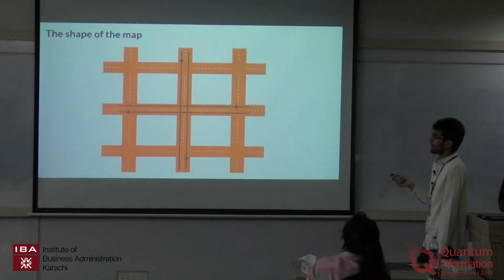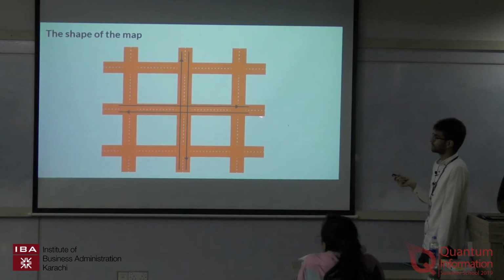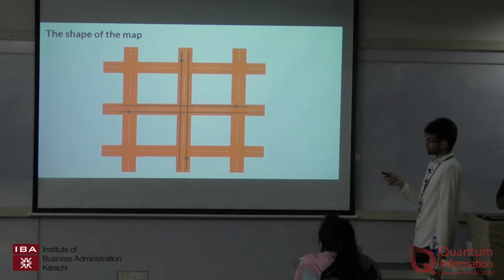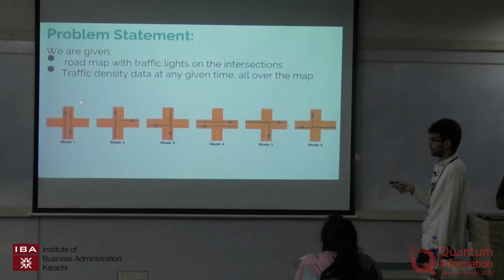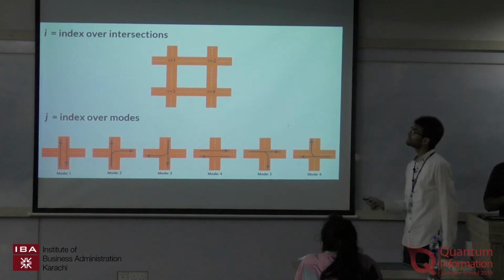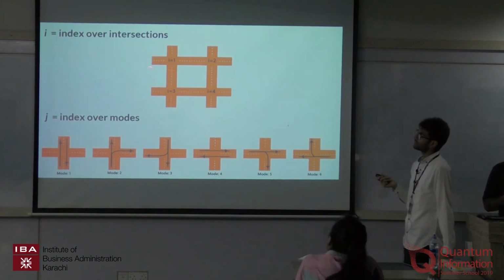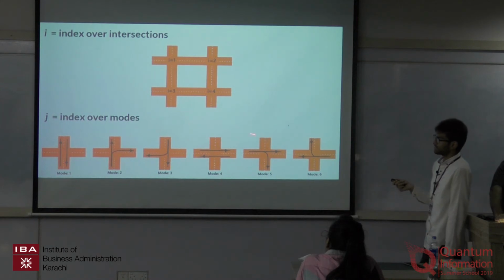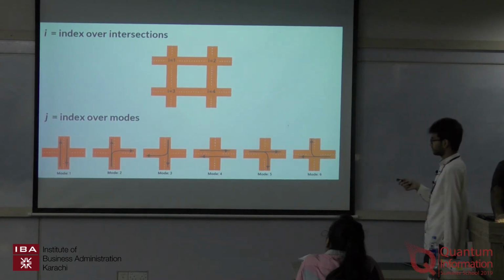So let's see, this is the map. Here we have 9 intersections, and at every intersection you have a traffic signal, and you have to control the signal in such a way that the traffic is optimized. And these are the controls that you have. You can choose traffic to go like this or that, and all of those 6 modes. So let's define our indices. i over here represents the intersection, so you can label intersections with i equals 1, 2, 3, and 4. And j is the mode number, so you can have modes 1 to 6.